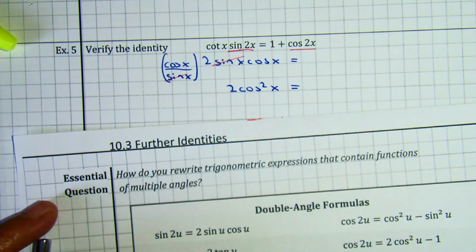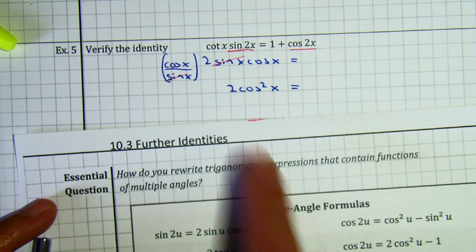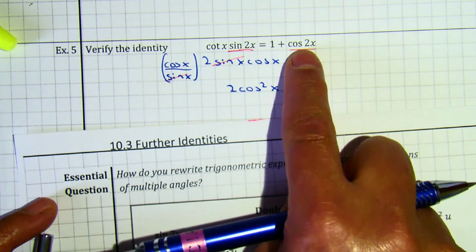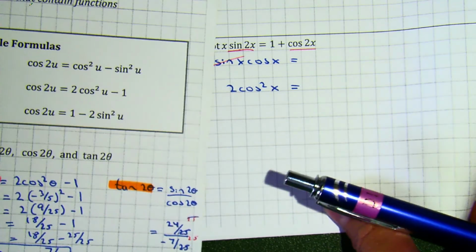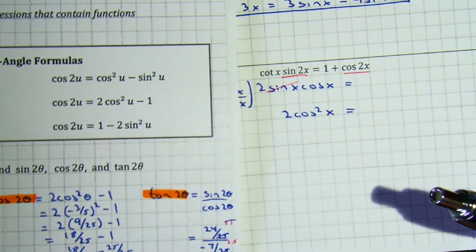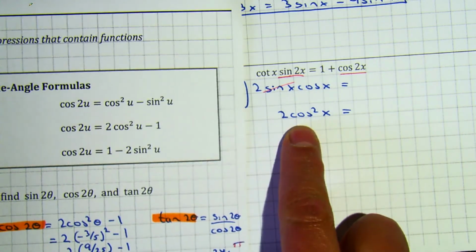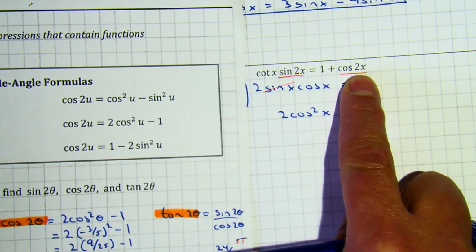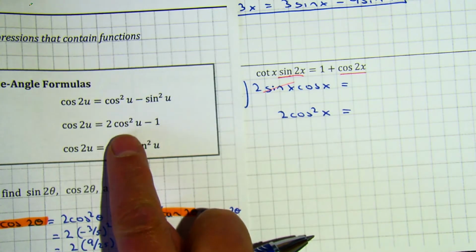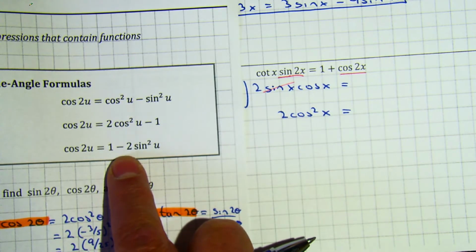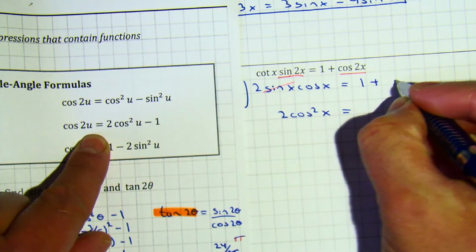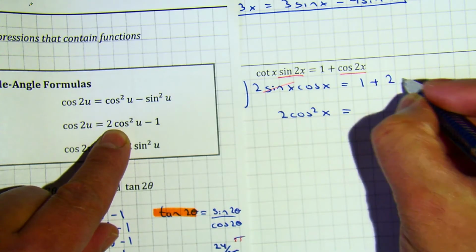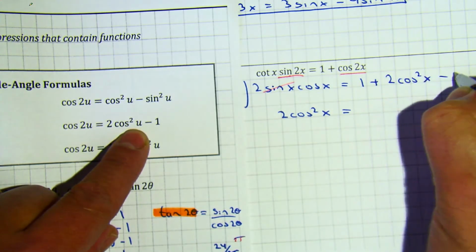So now, not sure where to go on the left, but I still need to simplify the right hand side with cosine of 2x, and now I can make a more informed decision. I need to decide which one should I use. This is where I need to get to. Cosine of 2x, should I use the first one, the second one, or the third one? We can see that we can use the second one, right? So it'll be 1 plus 2 cosine square of x minus 1.